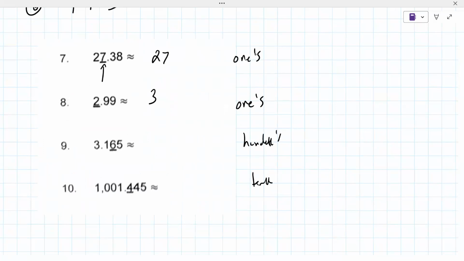3. Good. Then the next one is 3.17. Very good. The next one is 1,001.4. You got it. Okay. Good job. We got plenty of time left. Let's do some more one-step equations.